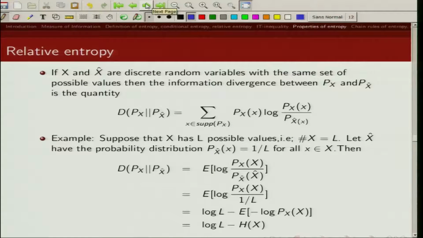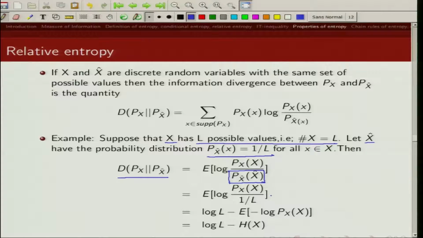Let us take a simple example to compute relative entropy. We have a random variable x that takes L possible values. We have another random variable x hat which is uniformly distributed, so P of x hat is 1 by L for all x belonging to x. Now, how do we compute the relative entropy between P of x and P of x hat? That is the expected value of log of Px divided by P of x hat. Now, what is P of x hat?